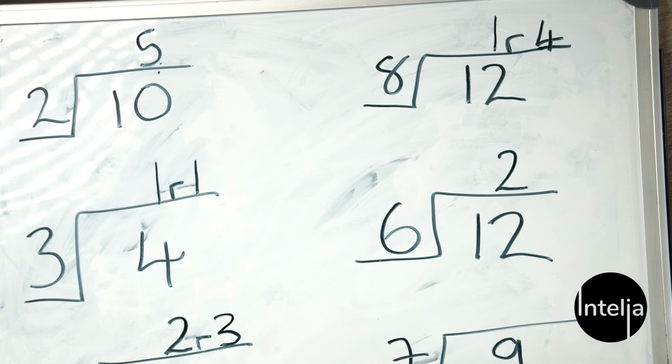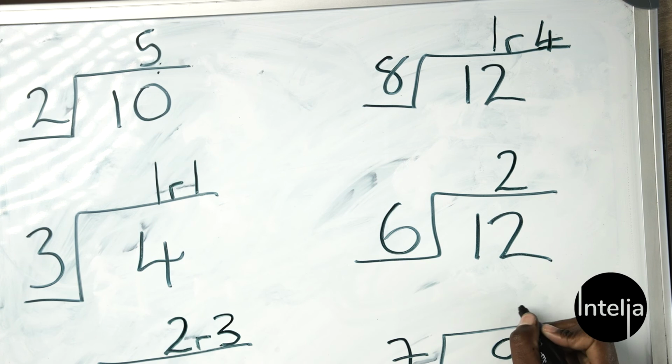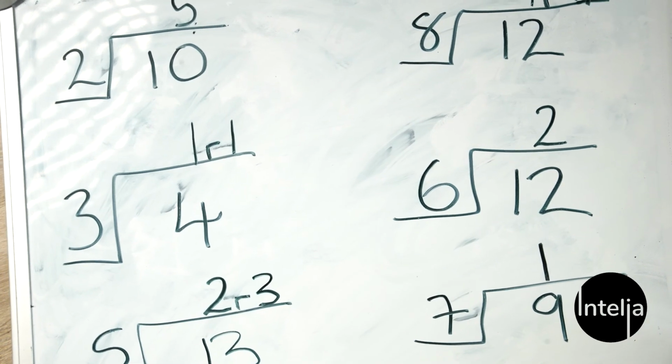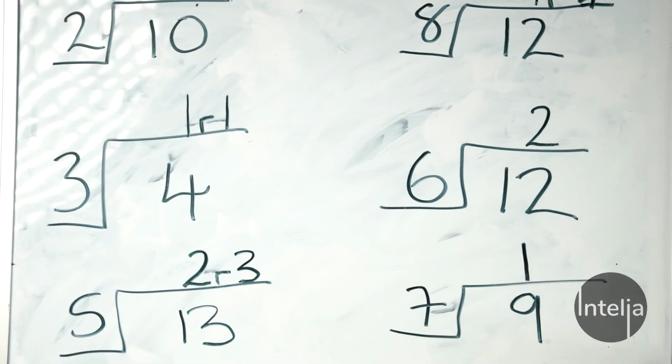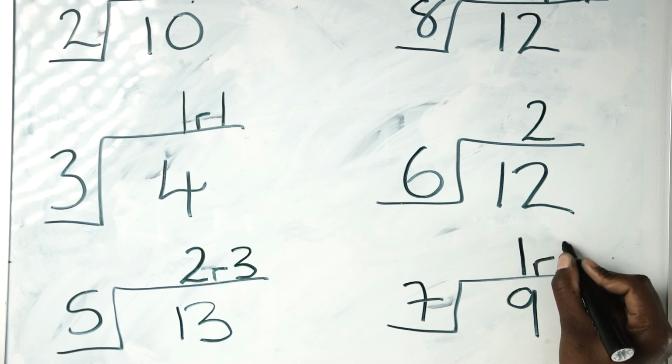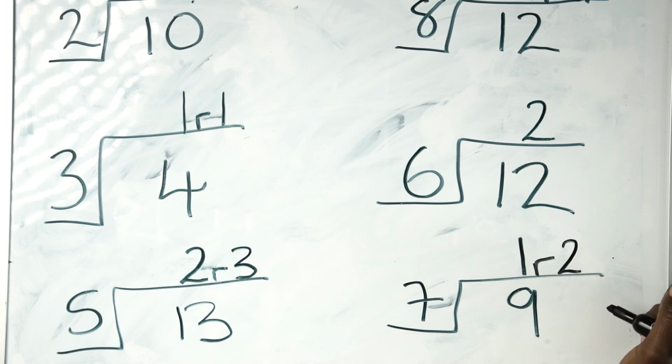And then let's move on to another one. 7 divided by 9. How many times does the 7 goes into 9? Yes, that's very correct. It goes once. 1. You write your 1 here. Like this. How many remainders? 2. Then you write your 2 remainder here. So this is how you do your divisions for all these numbers.